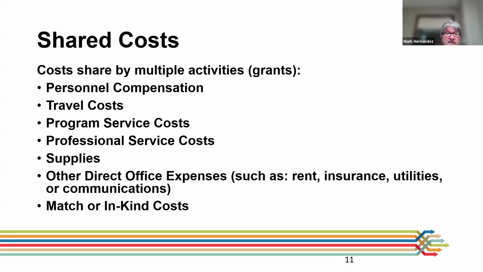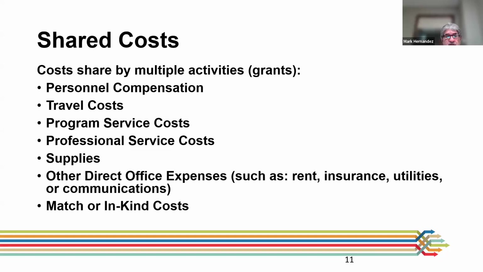Supplies are very big; typically it's harder to parcel out supplies to specific grants. This would be an area where you get your shared cost involved. And then where you have grants that have other direct office expense, or ODOE as we call them, those are kind of shared costs again. I've got examples of rent, insurance, utilities, communications, all those things that you usually expend and charge, and your budget is in the other direct operating expense.